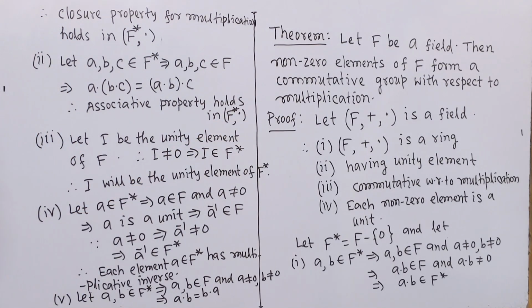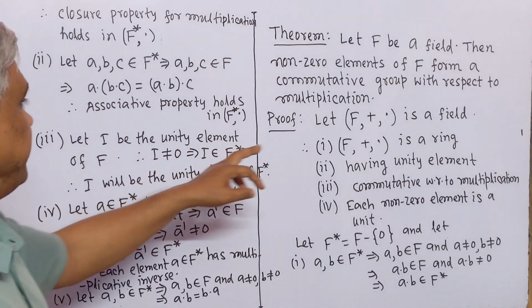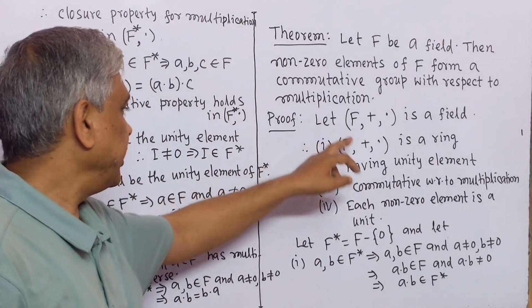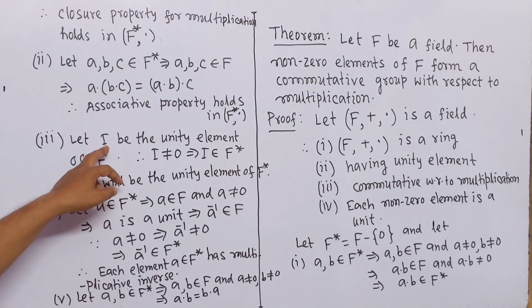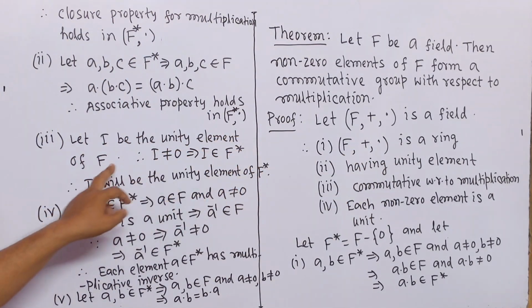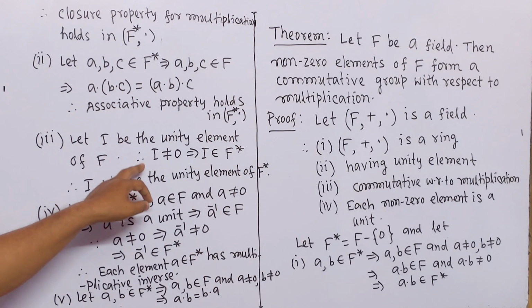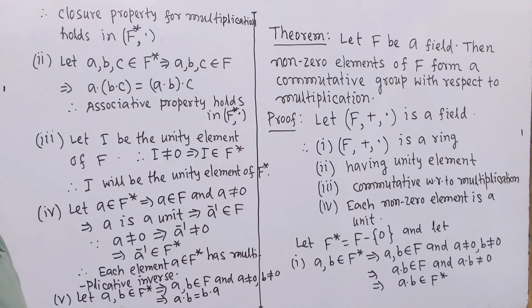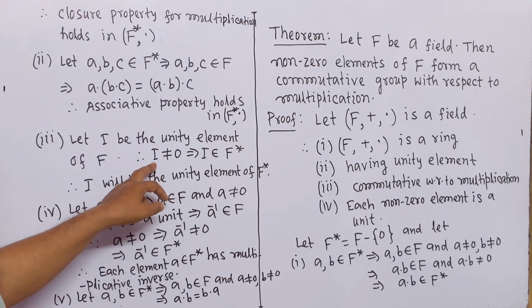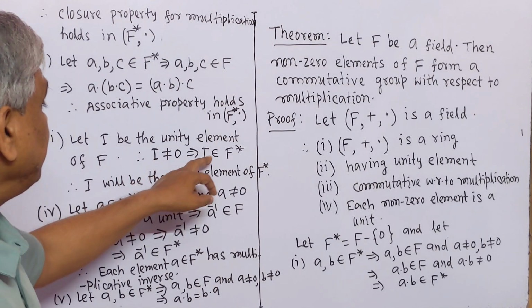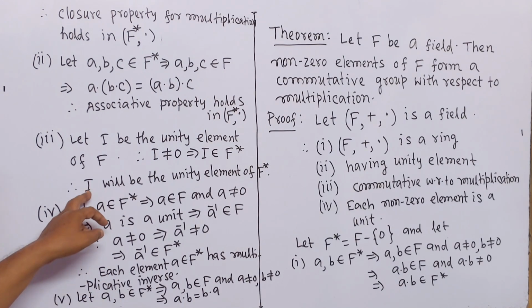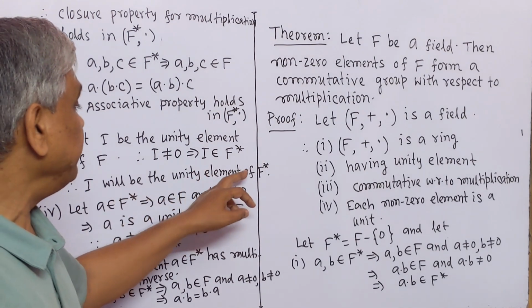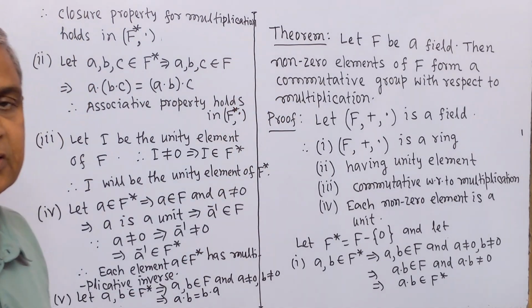Number 3, since F is a field, therefore F contains unity element. Let I be the unity element of F, therefore I not equal to 0 element. If I not equal to 0 element, then I belongs to F star, non-zero element of field F. Therefore, I will be the unity element of F star.